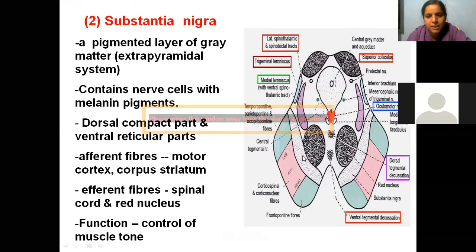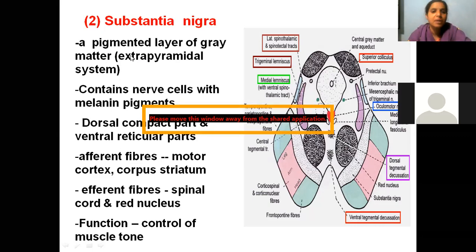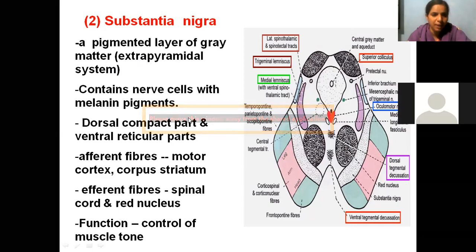What are those? I said substantia nigra is important, isn't it? So this area you are finding is substantia nigra. Suppose substantia nigra comes, what will we write? It's a pigmented layer of gray matter. It is containing extrapyramidal system. We have seen motor tracts, pyramidal tracts, and extrapyramidal tracts. So this is the extrapyramidal system. It contains nerve cells with melanin pigment. Okay, you should write this. That is why it is dark in color. When you see the section, it looks black in color, right? Because it contains skin pigments, melanin pigments.